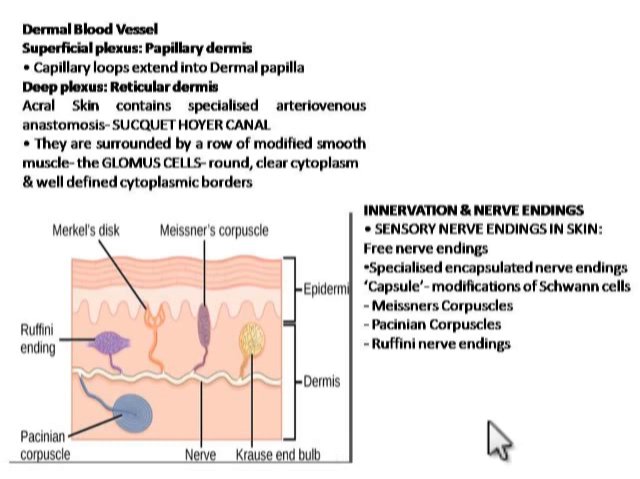And then the innervation and nerve endings. Here sensory nerve endings in the skin are free nerve endings and specialized encapsulated nerve endings, that is capsule, which are modified Schwann cells, then Meissner corpuscle, Pacinian corpuscle and Ruffini nerve endings.